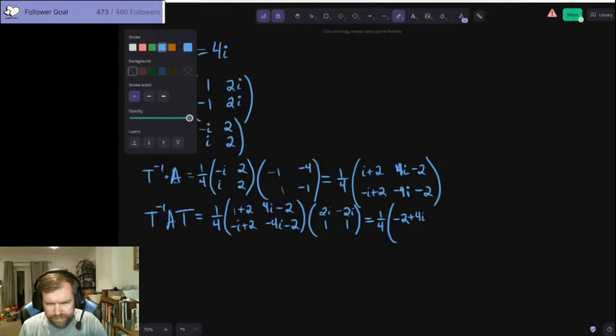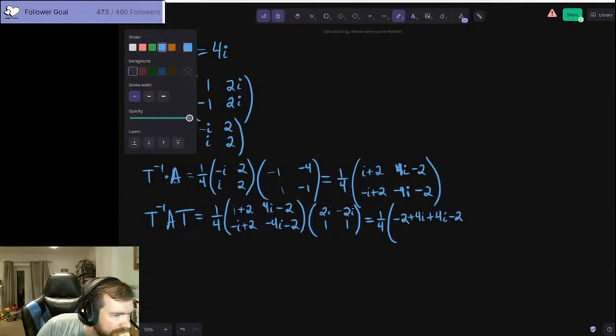No. Hang on. Did I mess it up? Let's see. I plus 2, 4. Yeah, we should be all right on the first line, although I've got a problem here because now I've got a plus 4i. Uh-huh. Well, yeah, so we could have messed up the inverse thing. Quite possibly.